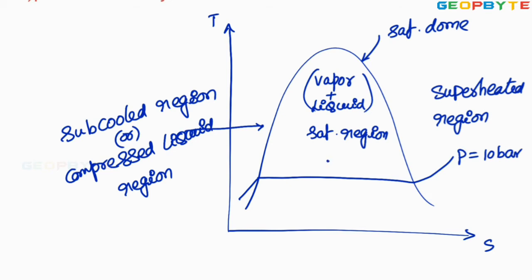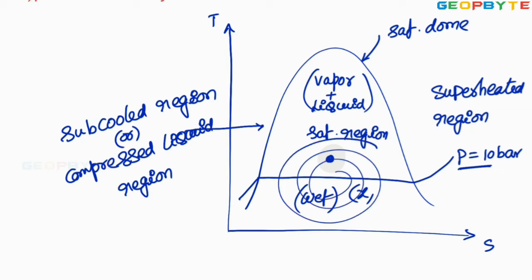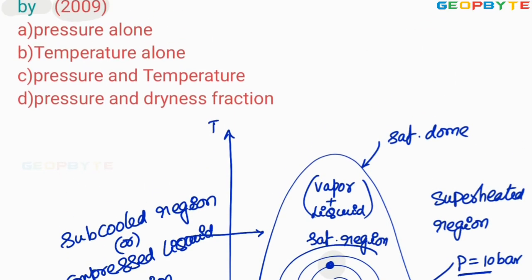In this region, since wet vapor is available, for wet vapor dryness fraction is required to find the properties like entropy or enthalpy or specific volume. Therefore, the pressure and dryness fraction both are required for deciding the state of the saturated vapor. So this entire region is called saturated vapor region. To know the state of the saturated vapor, pressure and dryness fraction or at least temperature and dryness fraction are required. Now look at the options.